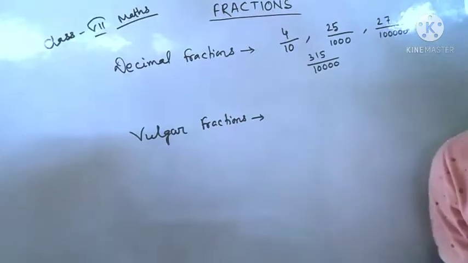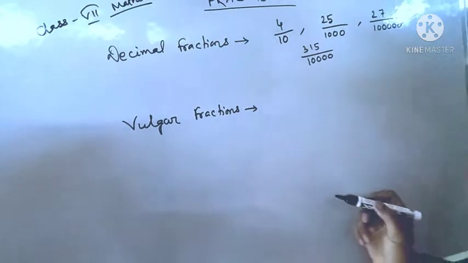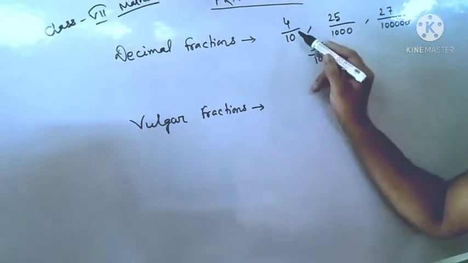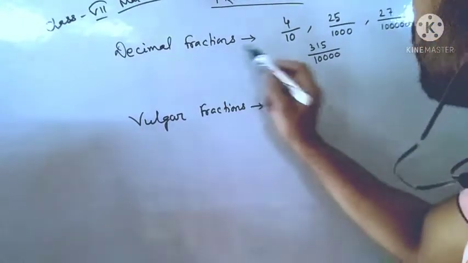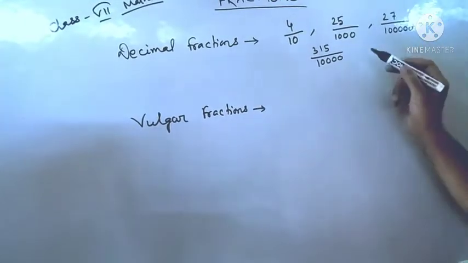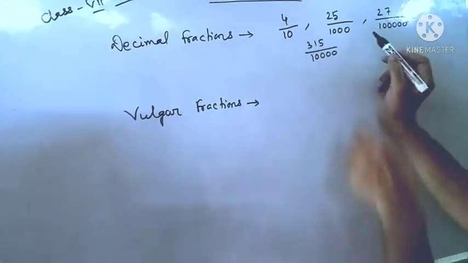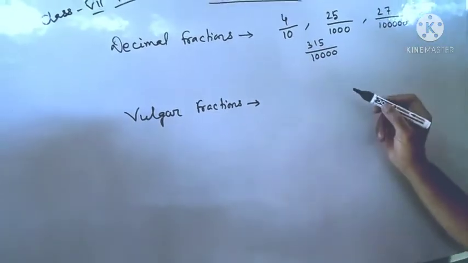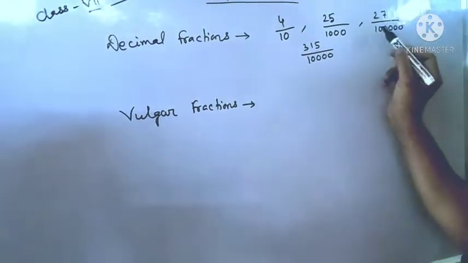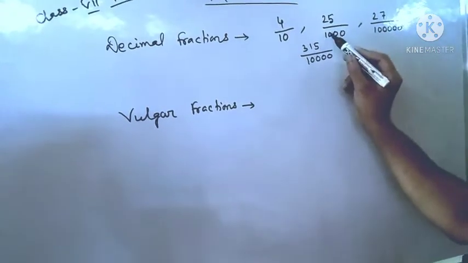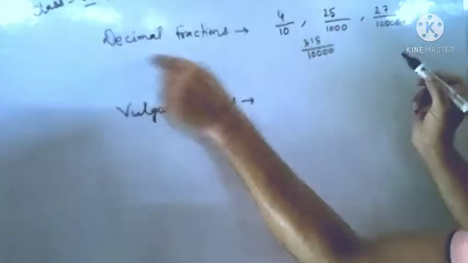Okay. Now we discuss decimal fractions. Decimal fractions means the fractions whose denominator is 10 or a power of 10. If the denominator is a power of 10, then these fractions will be called decimal fractions. Like 4 by 10, 10 cube. So if the denominator is a power of 10, then these types of fractions are called decimal fractions.